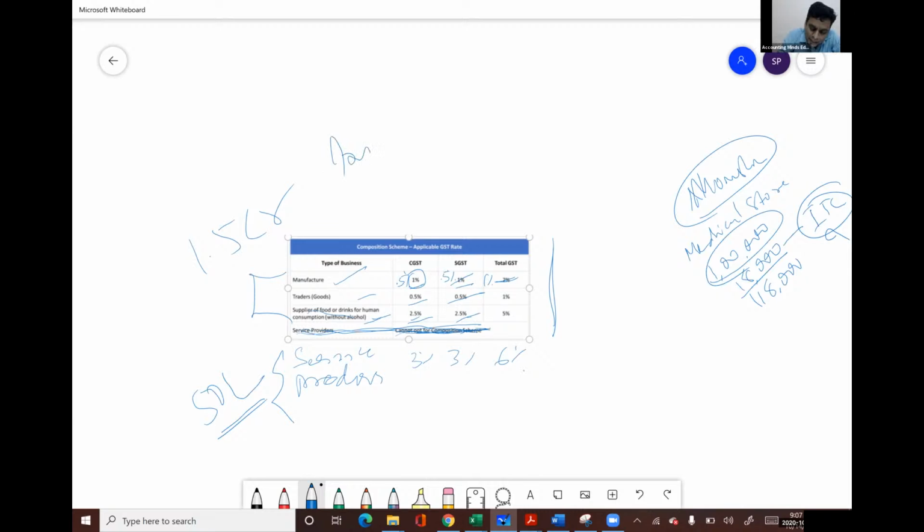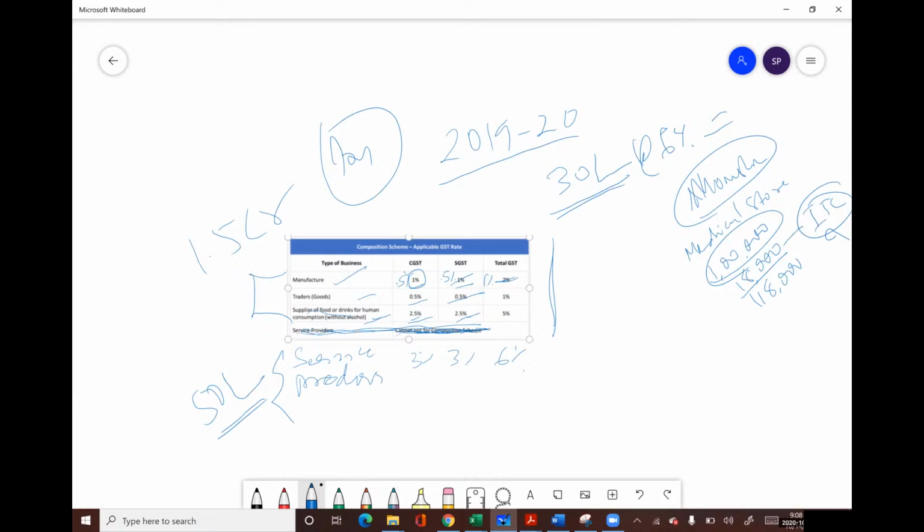That means what? If students join Accounting Minds, and in 2019-20 we collected 30 lakhs in fees, then on the 30 lakhs from students we don't charge any GST, but we pay 6% GST. That is 1,80,000 we pay as GST. Understood? Because we are service providers. Make sense, guys? Yes, sir.